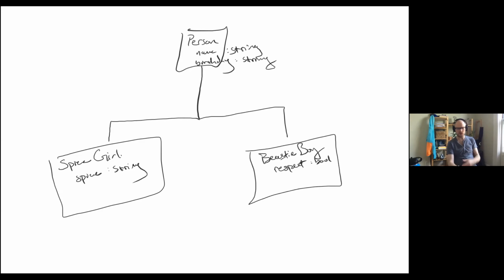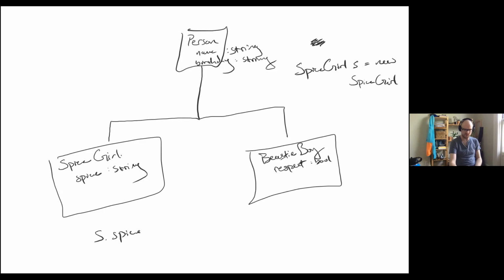So when I create a new person, or a new Beastie Boy or Spice Girl, I would say, not const, I would say Spice Girl S equals new Spice Girl. And what happens is I could then say S dot spice, which is referring to this thing right here.